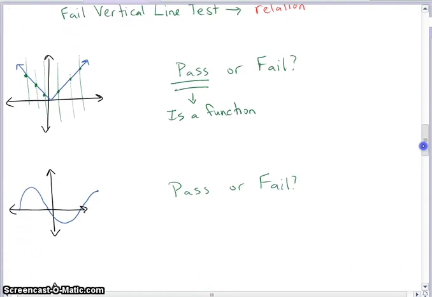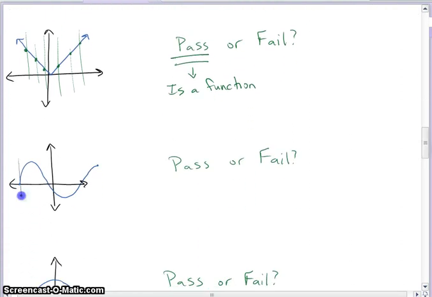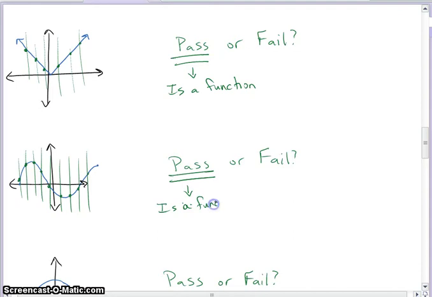Okay, so let's try the next one. Drawing a bunch of vertical lines. If it only hits once, then it passes. So each of these vertical lines hits the graph once. So, passes, which means it is a function.